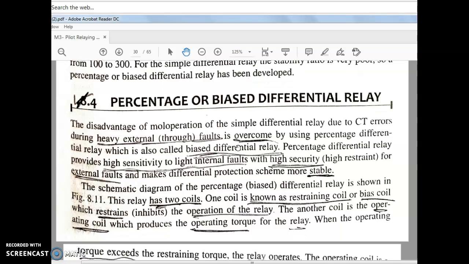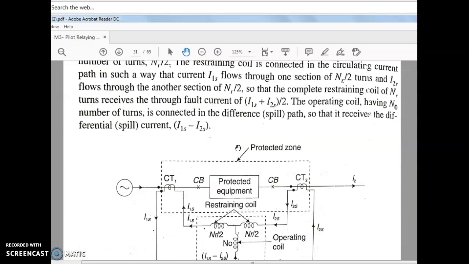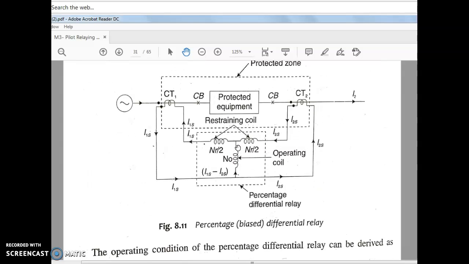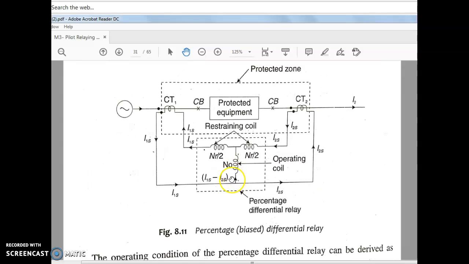Here is the percentage differential relay circuit diagram. The percentage differential relay provides a high sensitivity to light internal faults with a high security for external faults, and makes the differential protection scheme more stable compared to the previous one. It has mainly two coils: one operating coil and one restraining coil.